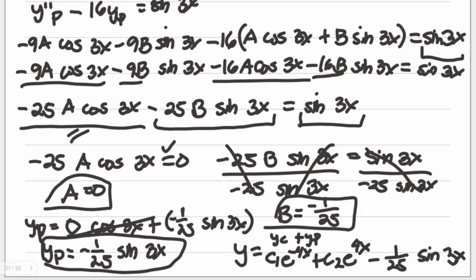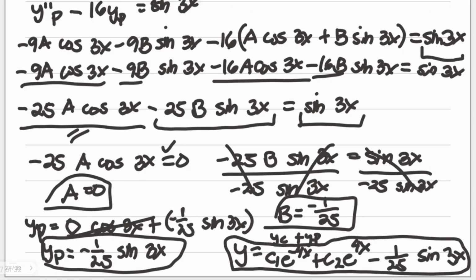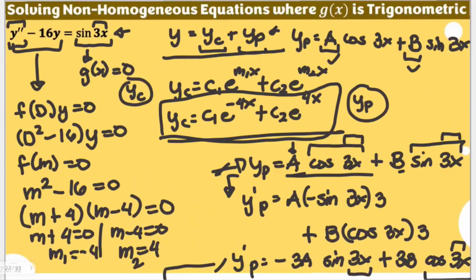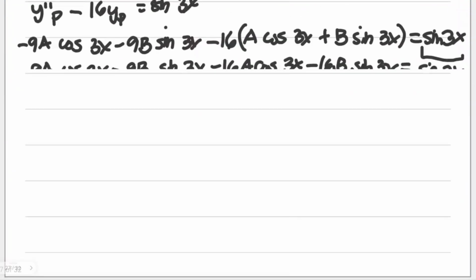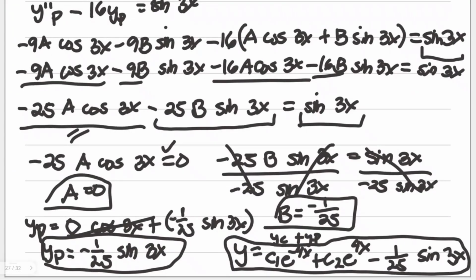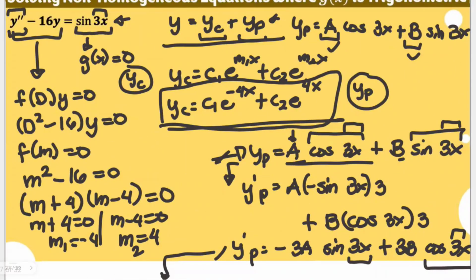So this is now the general solution for our given non-homogeneous higher order equation, where our right hand side is identified as a trigonometric function sine of 3x. So again, this is the solution, and we had a lot of process reaching this one here. So take note of all of these things.